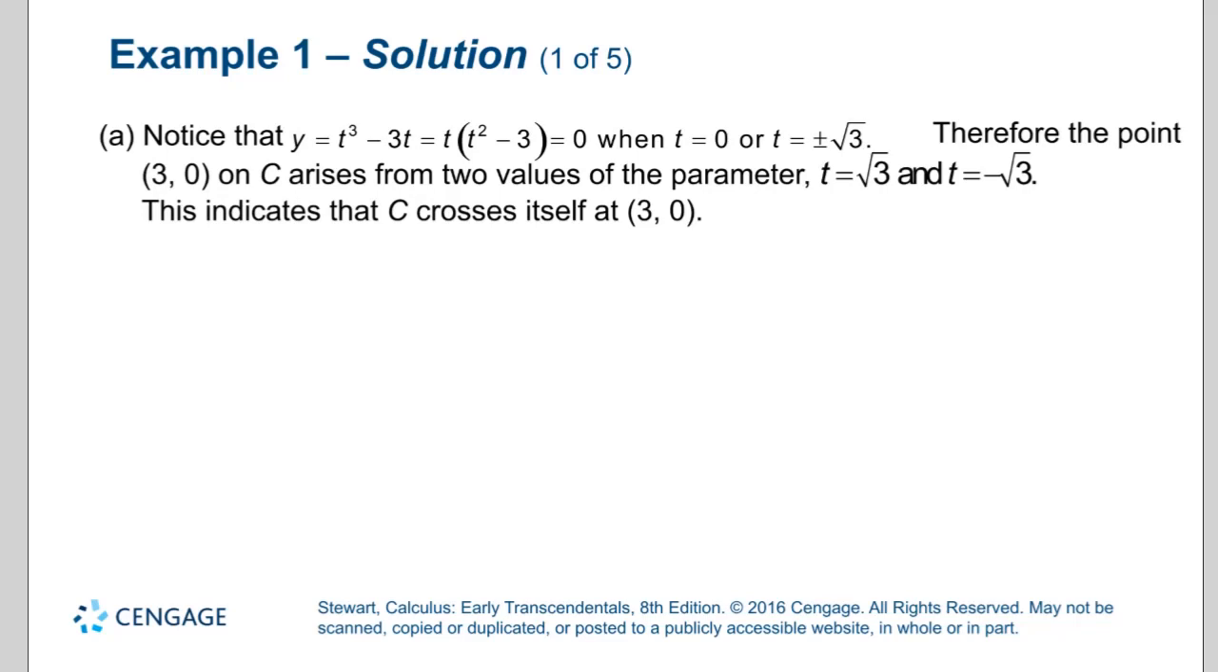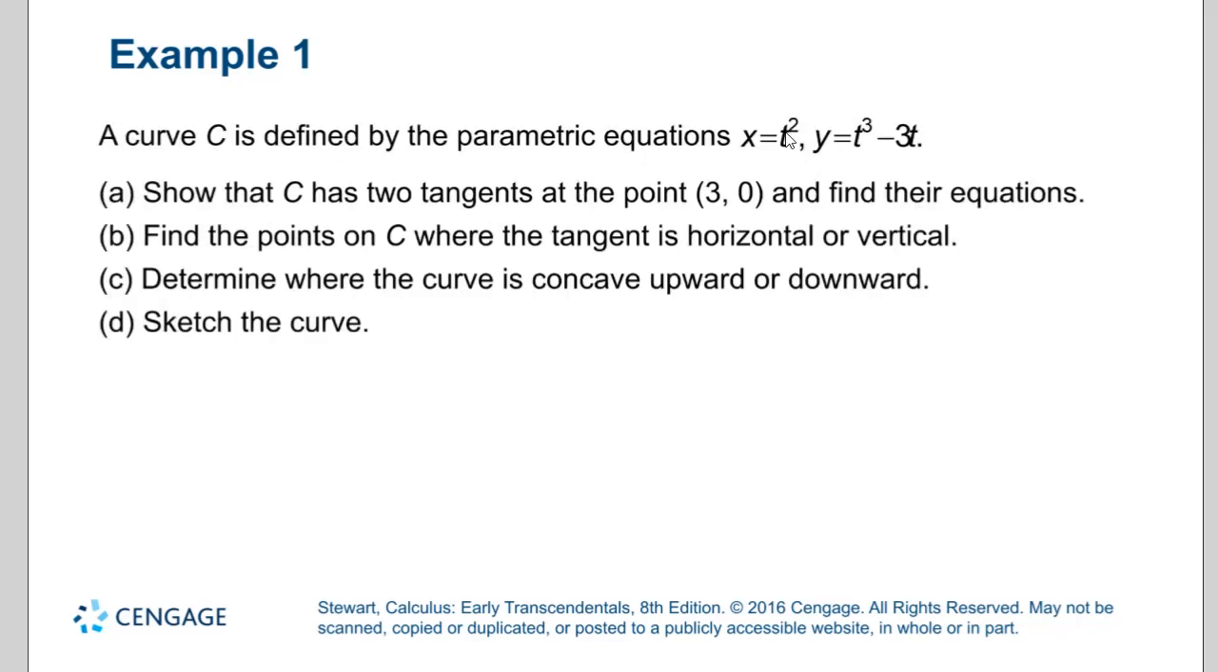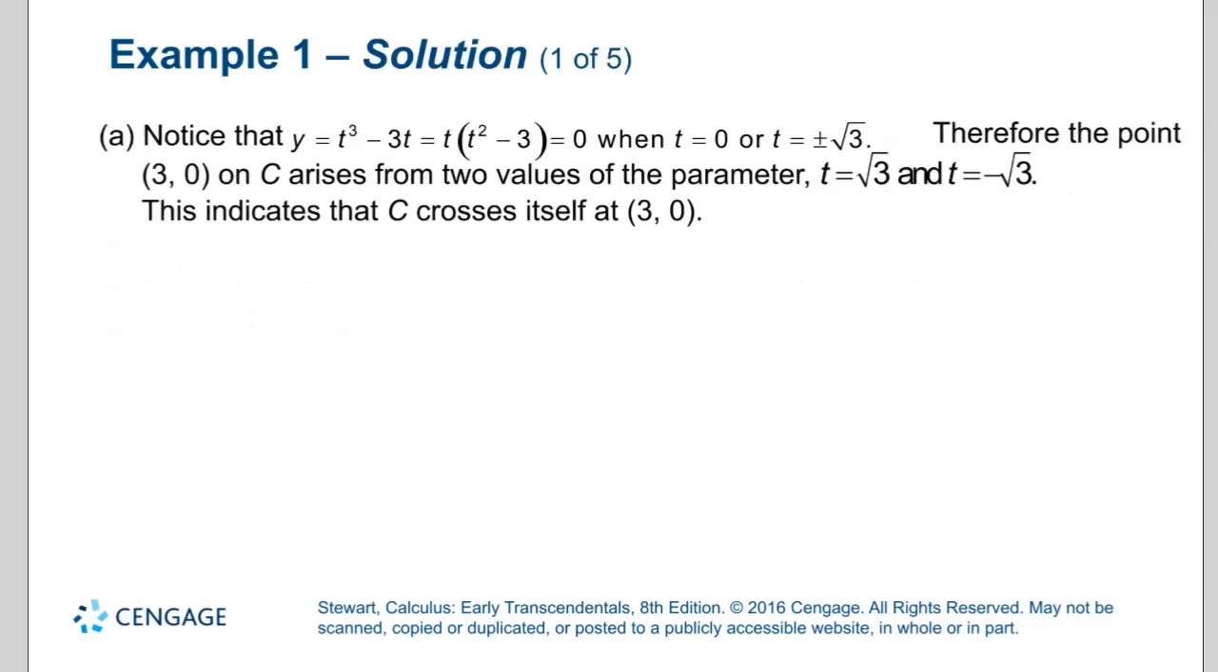If we look back at my original problem, the x was t squared. The 0 won't work because it's going to give me x is 0. The only ones that will work are t equals plus or minus the square root of 3, because that would give me the 3 on my x-axis. So I have two points, t equals the square root of 3 and t equals negative square root of 3. Those would be tangent points at (3, 0).